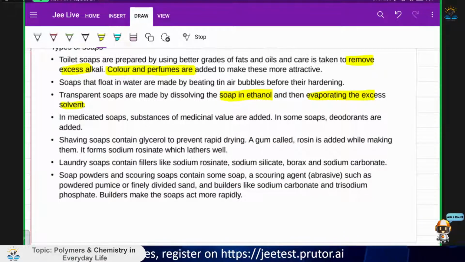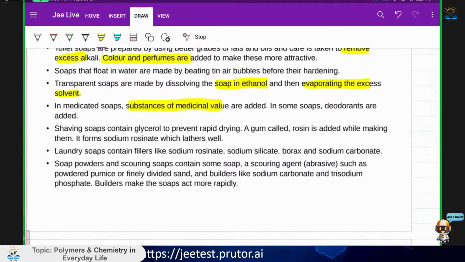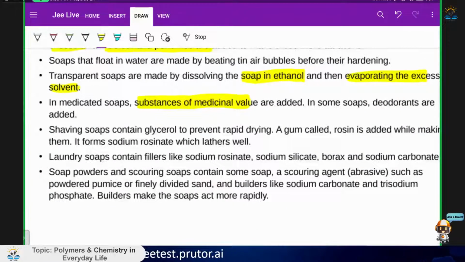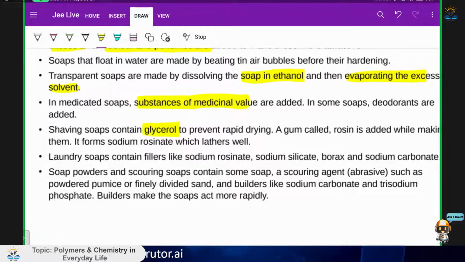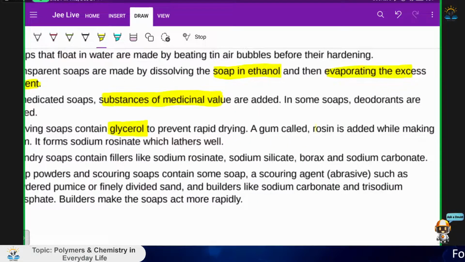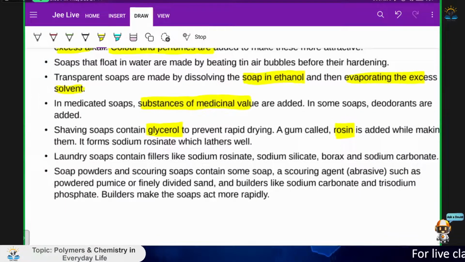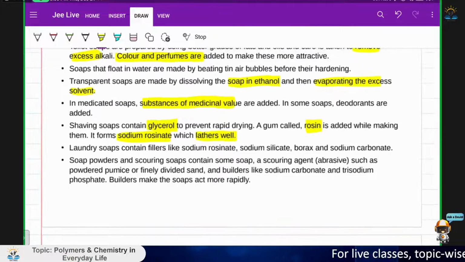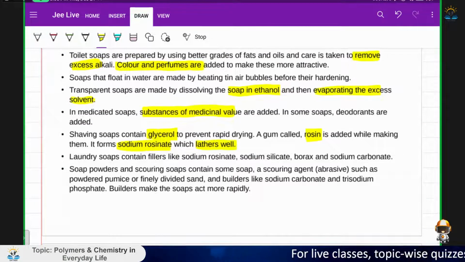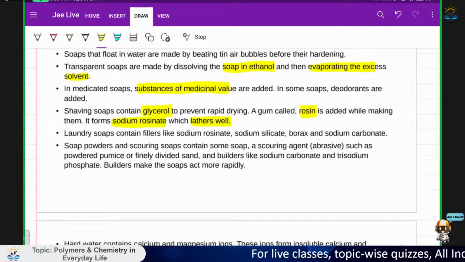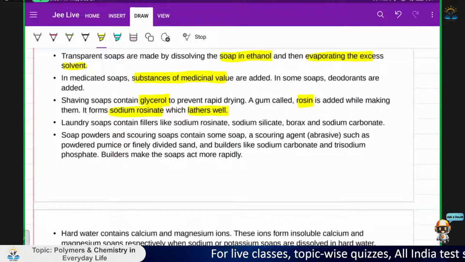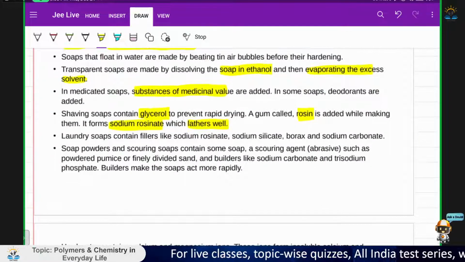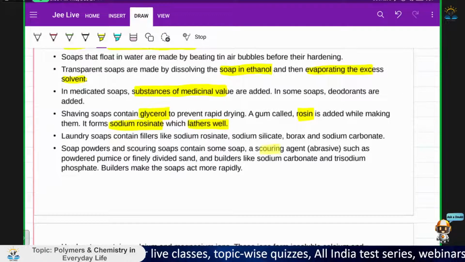In medicated soaps, we add substances of medicinal value. In shaving soaps, we add glycerol to prevent drying, and another gum called rosin. Why? Because sodium rosinate lathers well. Laundry soaps contain fillers like sodium rosinate, sodium silicate, borax and sodium carbonate. Scouring soaps contain some soap with a scouring agent, meaning an abrasive such as powdered pumice or finely divided sand.